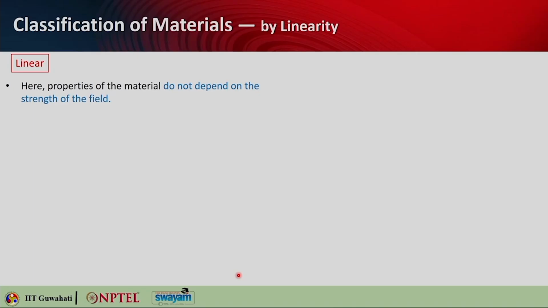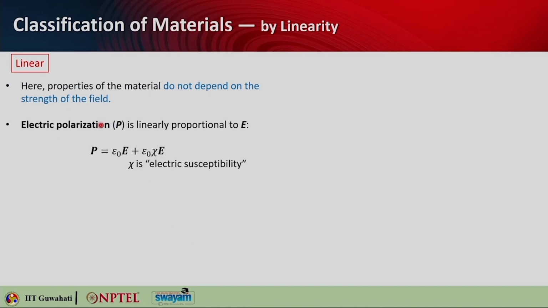So now we can also classify materials by linearity. When you say linearity, it means the property of the material does not depend on the strength of the field. So we can take electric polarization, which is P, and that is linearly proportional to the electric field E. There is a mistake in the equation: P equals only epsilon naught chi E. This extra term is not there. This chi is the electric susceptibility.